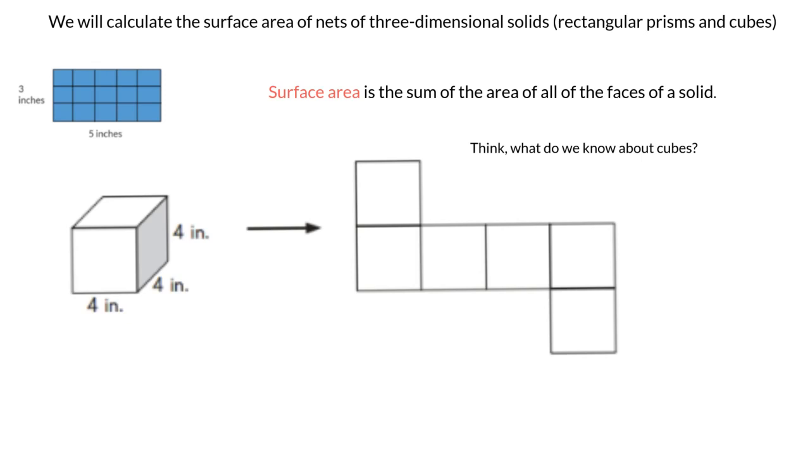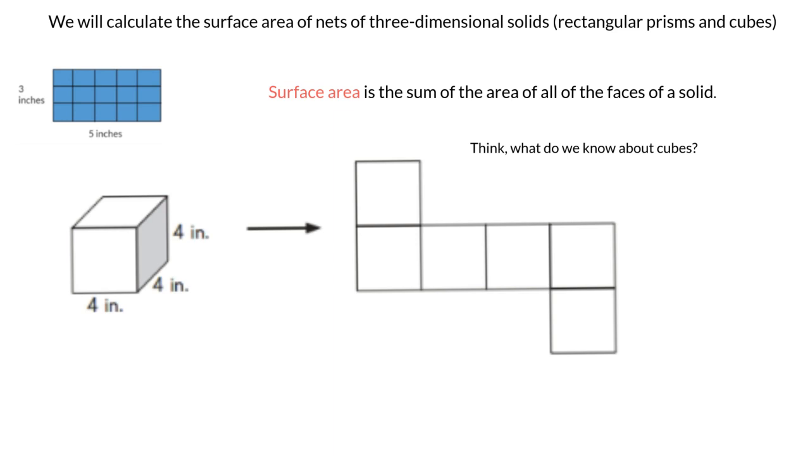Okay, we're going to start our next part of this week's lessons, which is we will calculate the surface area of nets and three-dimensional solids. And those three-dimensional solids in 5th grade we're going to work on surface area with are rectangular prisms and cubes. So the first thing we're going to talk about is a little bit of vocabulary. We have not talked about surface area yet.